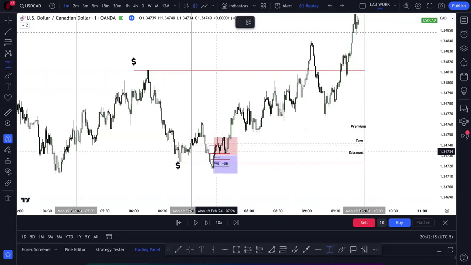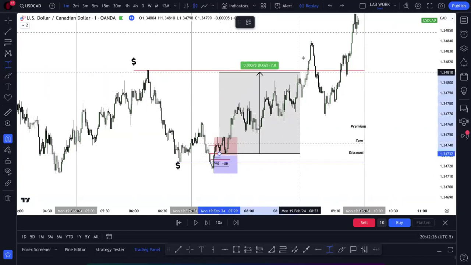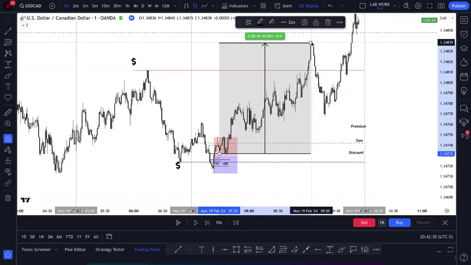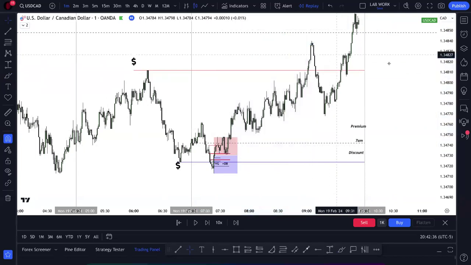Let's say hypothetically we did catch it and we took it off of that failed fair value gap, that turned support right here, just to measure and see what we're looking at. So on UCAD, about 10 pips. Not bad. That's a good setup. If you're risking 1%, it's great. If you're risking 2%, better.